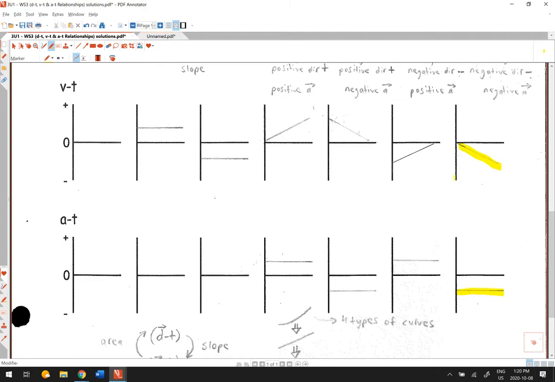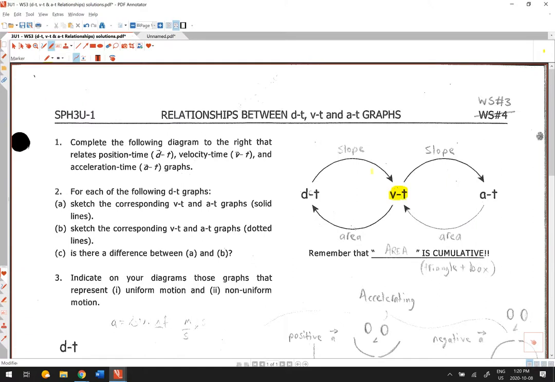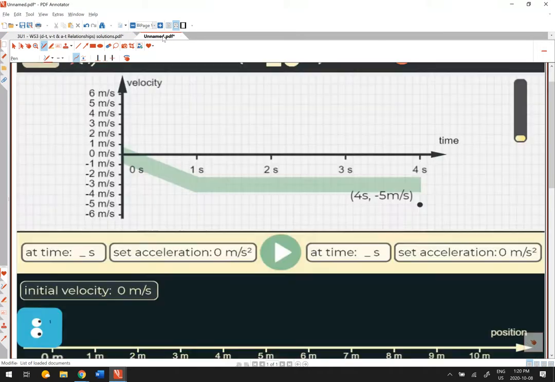Now, since we have a velocity time graph, we can calculate what the acceleration is by taking the slope of that line. So we're going to take the slope of that line, and we're going to do an example of this. Over here, we're going to take the rise and run of this line.